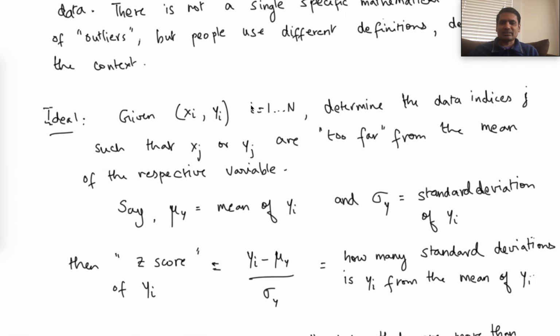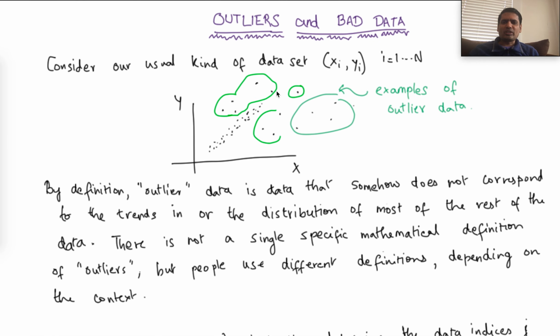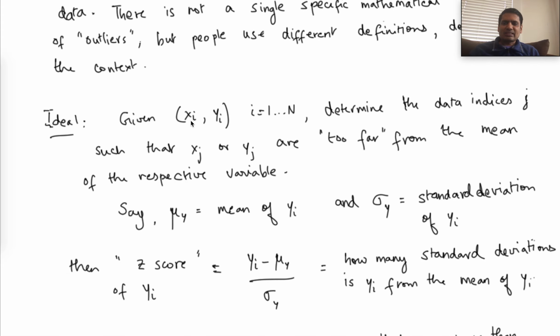Okay, so that's outliers. Now, how do you go about finding what the outliers are? What are a few heuristic methods for finding outliers? Okay, so here's idea number one. Let's say motivated by data that looks like this. We will very soon see a MATLAB implementation of this that we can walk through. So let's say again we are given data xi comma yi. We want to determine the data indices j such that xj or yj are too far from the mean of the respective variable, right? So this is one way of finding outliers, right?